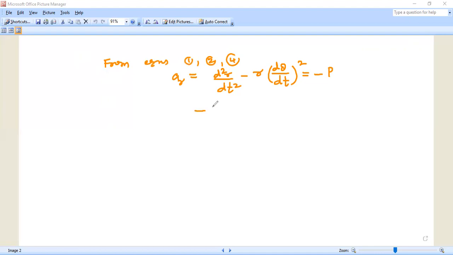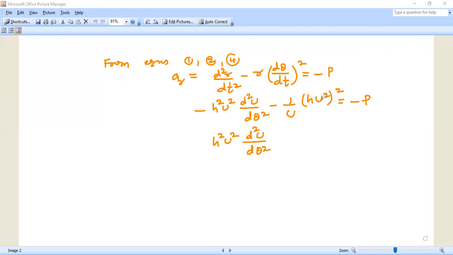Substituting, we get minus h square u square d square u by d theta square, because d square r by dt square is equal to minus h square u square d square u by d theta square, minus r, that is 1 by u, times d theta by dt equal to h u square, whole square, equal to minus p. So cancelling the minus on both sides, h square u square d square u by d theta square, here h square, one u cancels, what remains is plus h u cube, is equal to right side p.